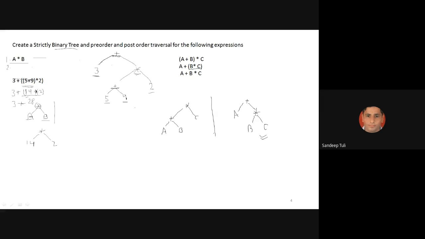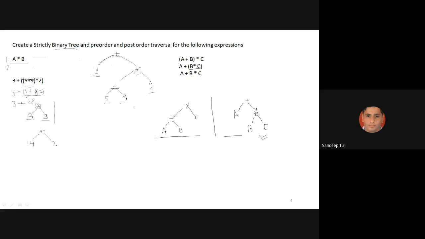So now look at how the bracket affects the output of the tree also. Be careful about that. Whatever bracket is given, we need to solve it first. This will be the output of the above trees, even though they are expressions with the same operators and same operands. Only the appearance of the brackets changes the output.